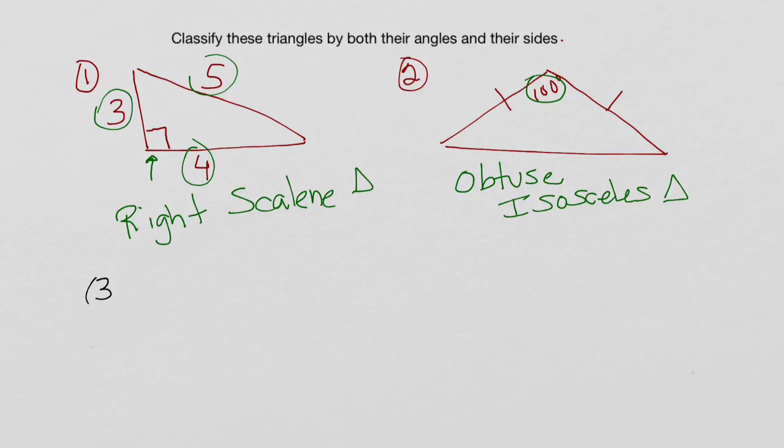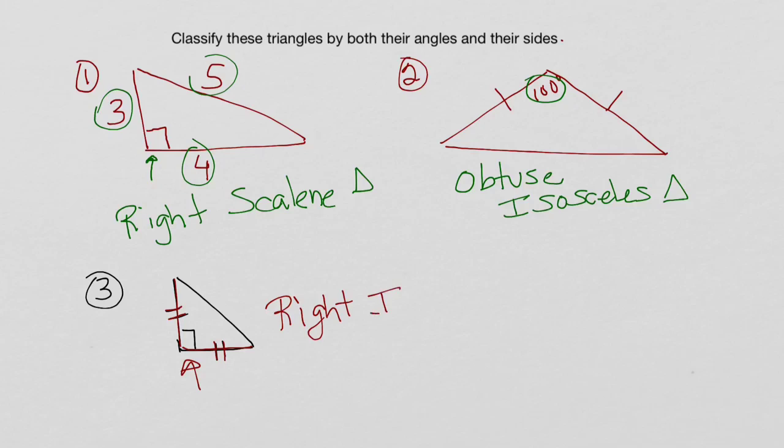Okay, let's try one more. Okay, so go ahead and pause the video and see if you can figure out what this is, and then turn it back on and check your answer. So this one is also a right triangle because it's got the right angle box there. But it's also, these two sides are congruent because they have the double hash marks here. Now, I could have written single hash marks, but I chose to do double. This is a right isosceles triangle.